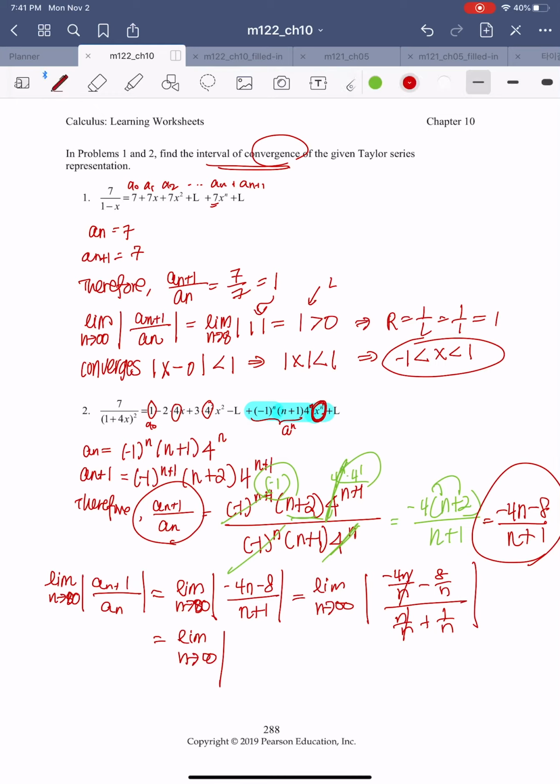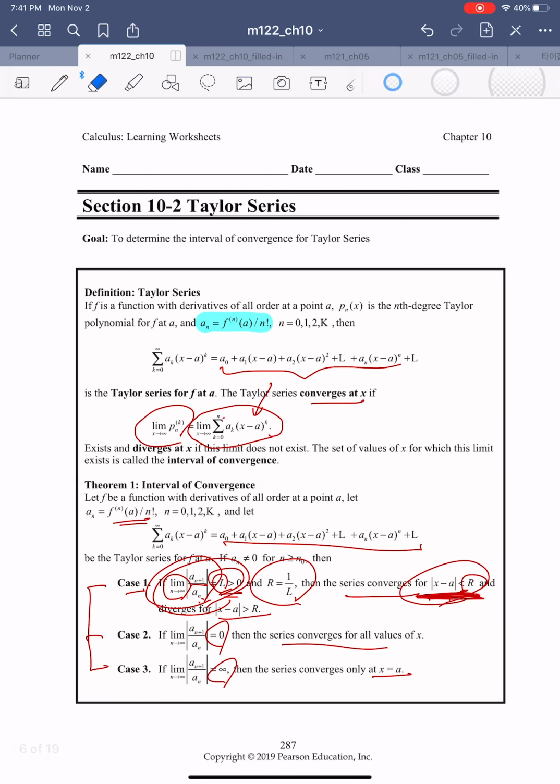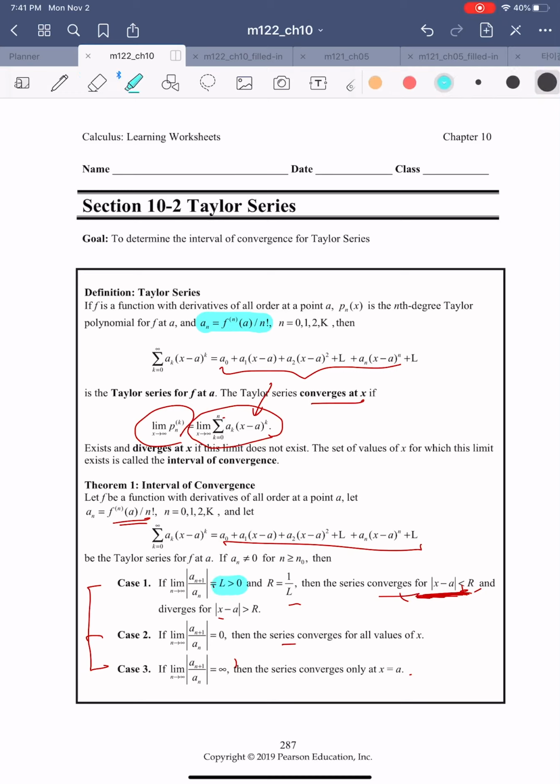Negative 4 over 1. Also, if you recall, if you have the same degree, the leading coefficient is going to be your limit value. So that's another thing that we talked about in Math 121. So you get negative 4 over 1, but in absolute value that will be 4. So the limit as n approaches infinity is absolute value 4, which is 4, that's greater than 0. That's good. That's case 1 again. Case 1, you get this 4 is greater than 0. So radius of convergence is 1 over 4.